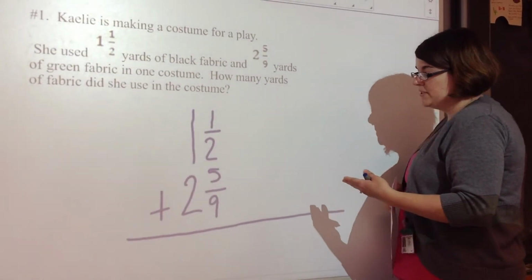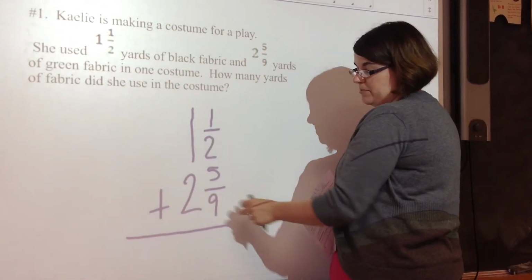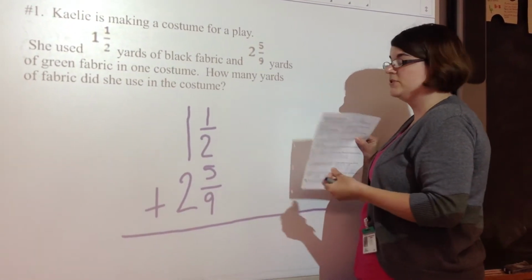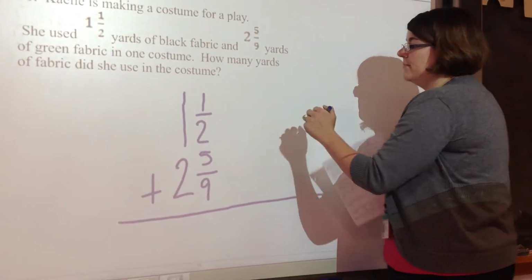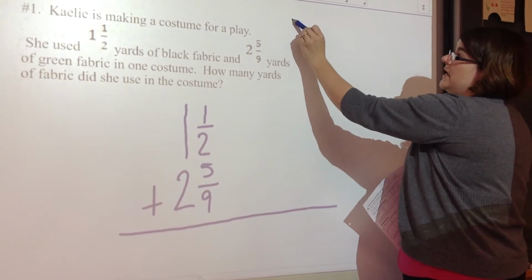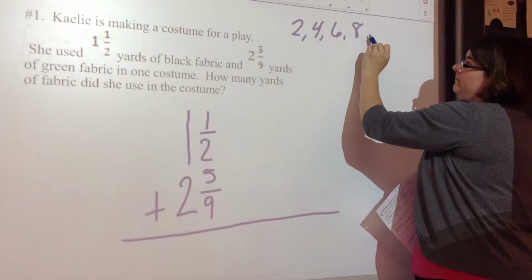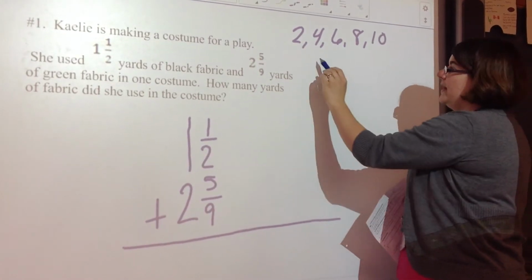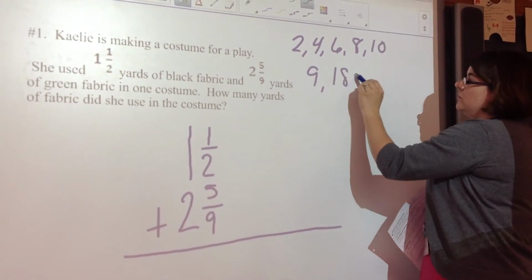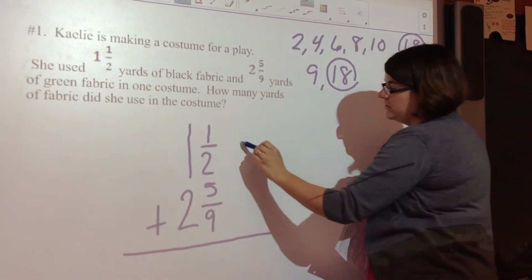So now we need a common denominator. Go back to your pizzas. If we had a pizza with 2 slices and a pizza with 9 slices, we can't add those together yet. You need a common denominator. So that's where our least common multiple comes in. And if we counted by 2's, and we counted by 9's, we would eventually end up with 18. We kept counting. So we're going to use 18.